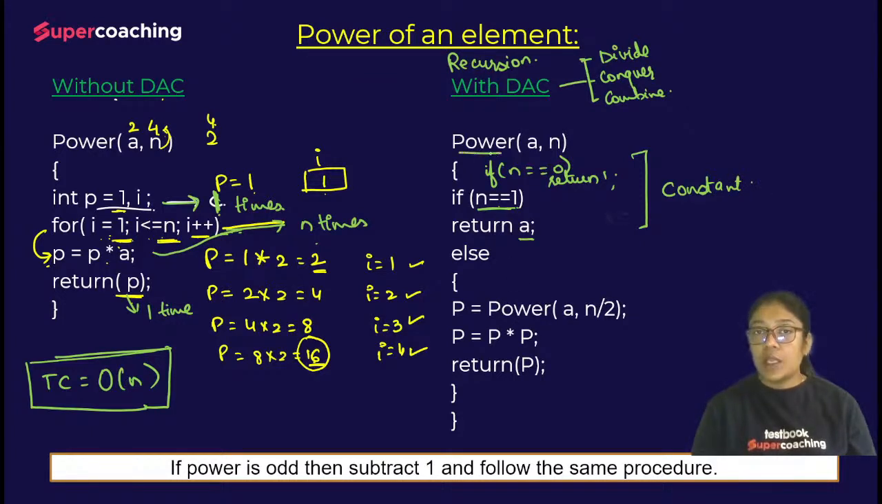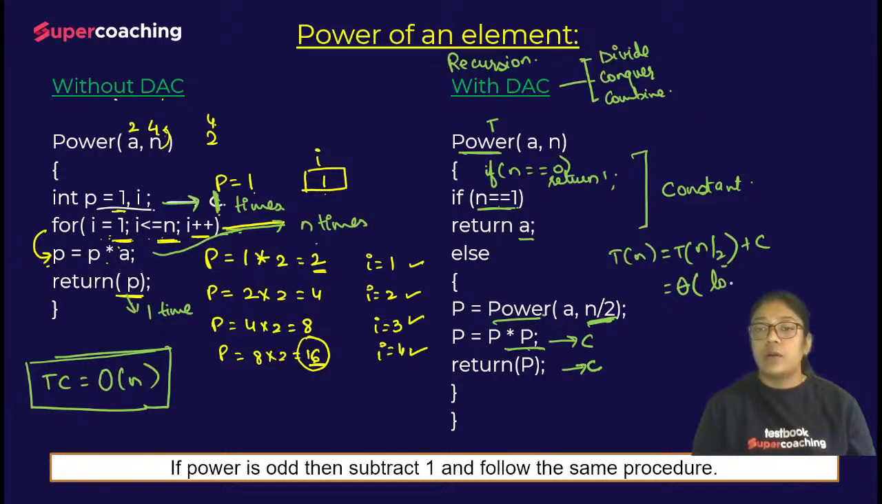Else, it's making a call to the same function. If this is T of n, we have already solved it. So this takes n by 2 elements, T of n by 2, and finding the multiplication will take constant time. This will also take constant time. So with DAC, we get the time complexity as theta of log base 2 n. Which one is smaller? Obviously, logarithmic time complexity is smaller than the linear one. So without DAC it takes more time. The better solution is with DAC.